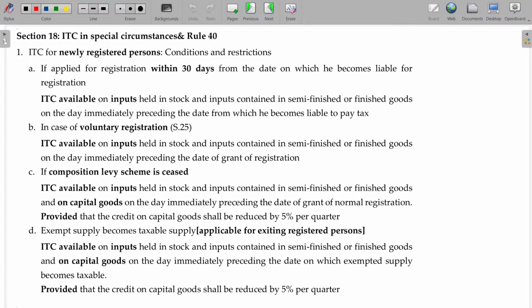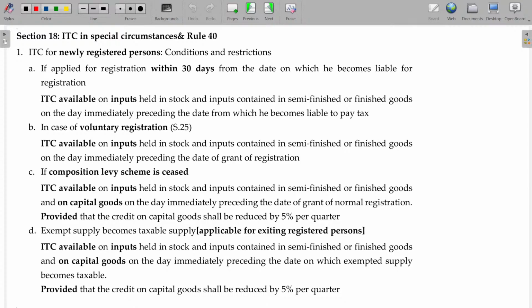Okay. So if I register for the first time, I get the registration certificate only sometime later. For the period from the date liable for registration to the date of getting the registration certificate, how can I consider the tax invoice and ITC receipt? That will be guided under section 18.